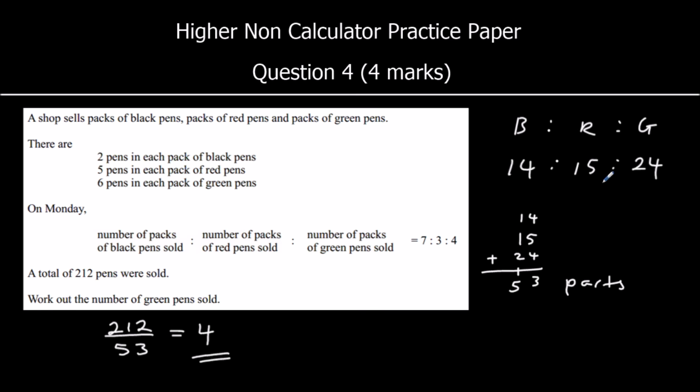So how many pens of each colour were sold? So times the ratio by 4. So we have 14 4s. 10 4s are 40. 4 4s are 16. So that's 56. 15 4s, 60, and 24 4s. So that is 96. So how many green pens were sold? 96 green pens.